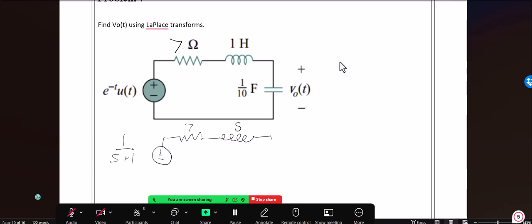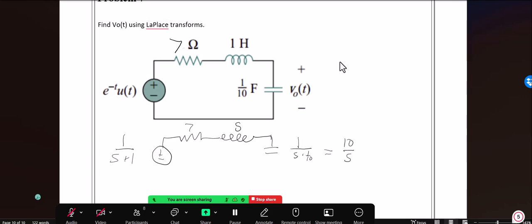Okay, now we're going to transform the capacitor. So what is the transformation of a capacitor? 1 over s times c. So 1 over s times 1/10. 1 over 1/10 is 10, so this is the same as 10 over s.